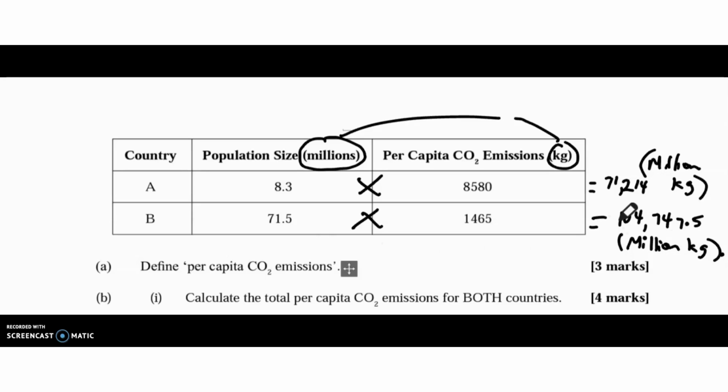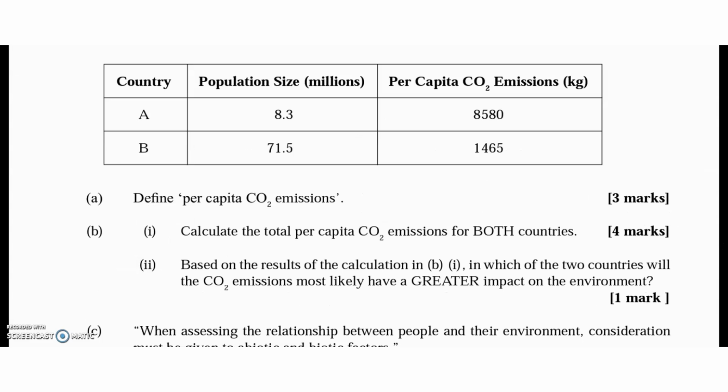So we can automatically see country B does in fact have a higher total per capita CO2 emission. And that actually answers part B. Based on the results of the calculation in B1, which of the two countries will the CO2 emissions most likely have a greater impact on the environment? The answer would definitely be country B. All right, let's go down quickly.